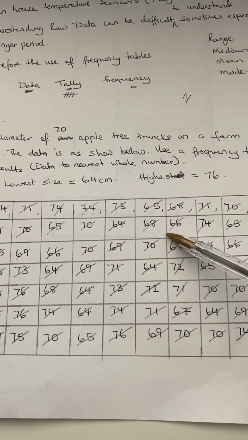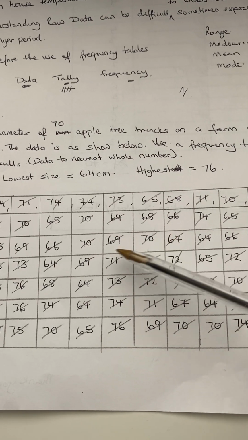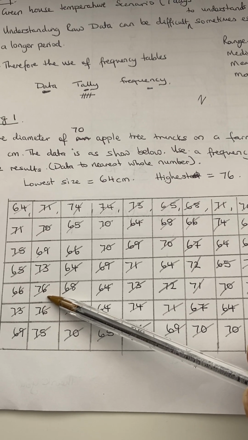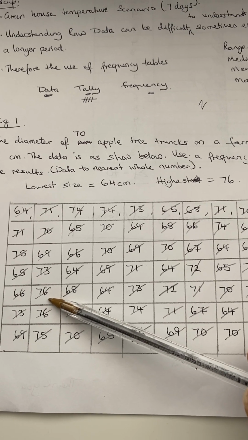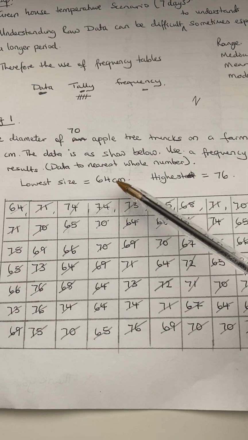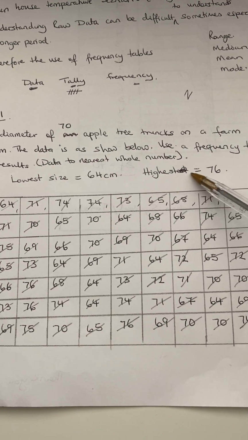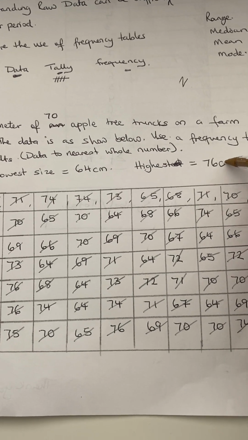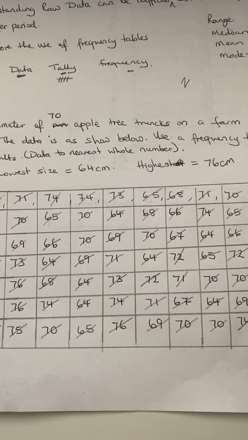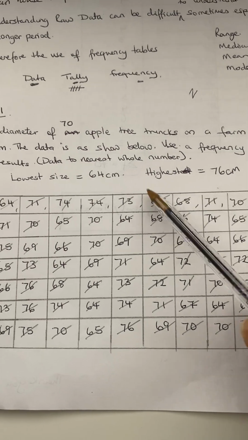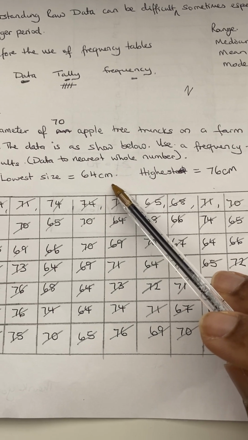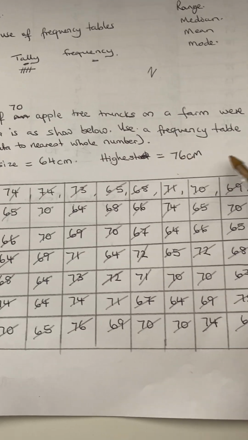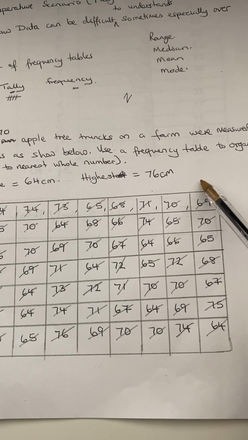76. You will have to find that. They won't tell you. So straight away, if you subtract the highest from the lowest, which is 76 centimeters, your range here is 12 centimeters.